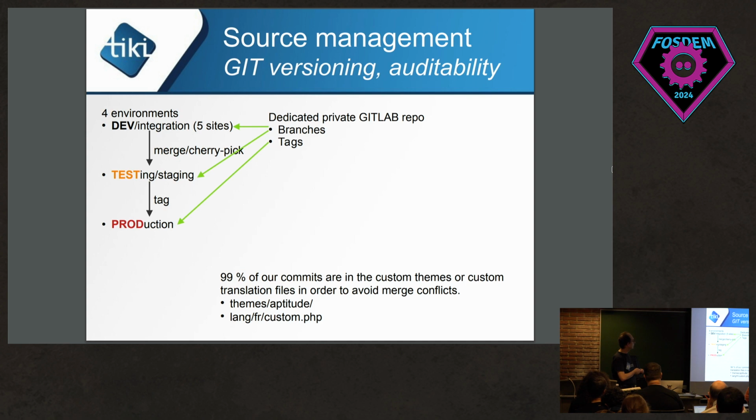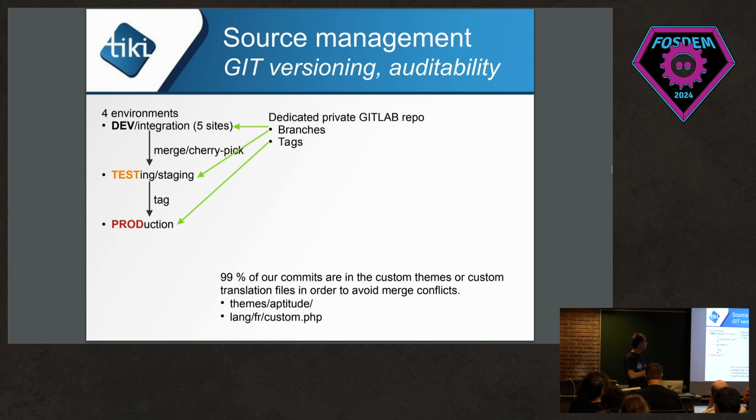We had three, not four, environments. We set up a dedicated private GitLab repo. We had our branches, and we stuck dev and test on those branches. So every commit would instantly update the site. We get from one to the other by merging and cherry-picking, and production is not locked in production.